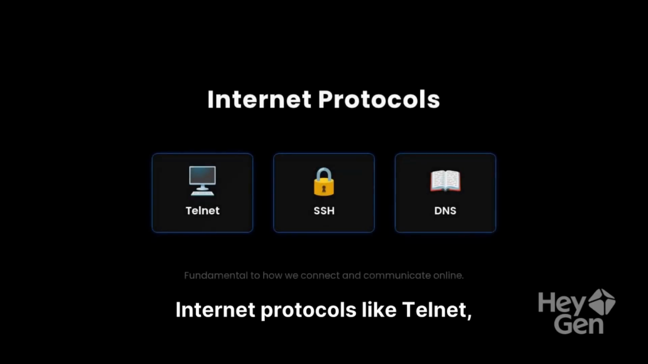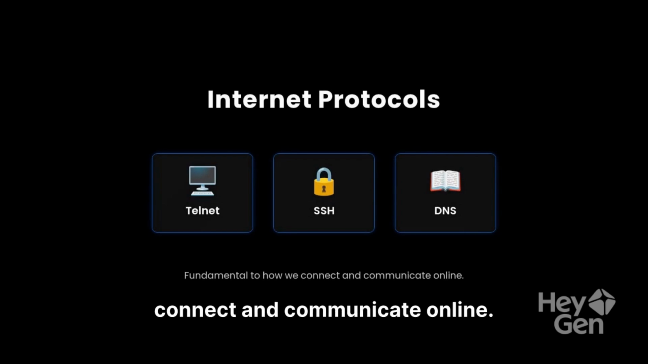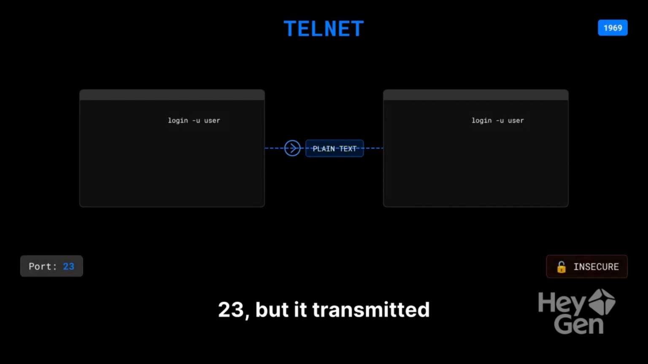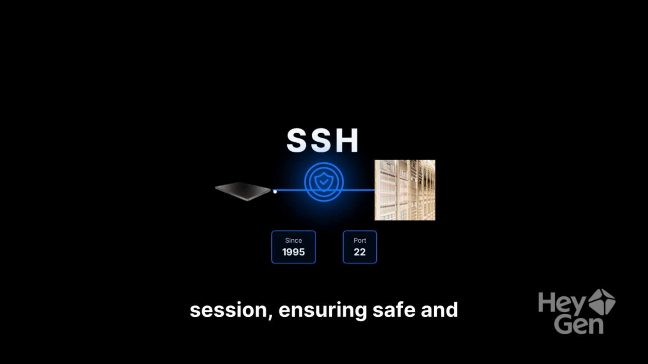Internet protocols like Telnet, SSH, and DNS are fundamental to how we connect and communicate online. Telnet, developed in 1969, allowed remote login using text commands over port 23, but it transmitted data as plain text, making it insecure. Modern systems now use SSH, or Secure Shell, introduced in 1995. It encrypts the entire session, ensuring safe and secure remote access, typically over port 22.